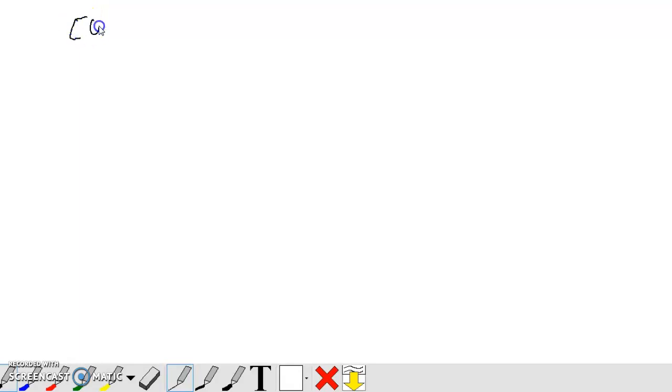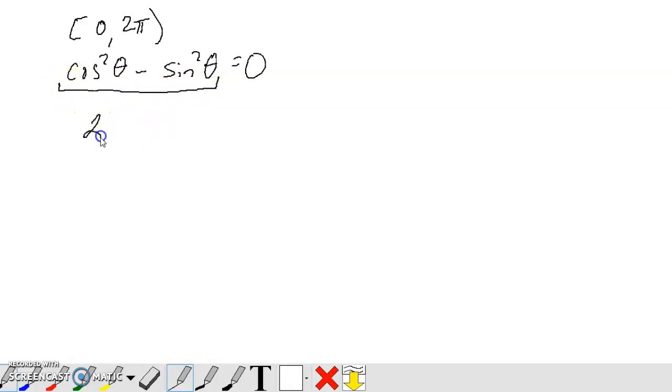We're going to find all your solutions from 0 to, actually, no, we haven't done radians in a while. Let's do radians, so 0 to 2 pi. Cosine squared of theta minus sine squared of theta is equal to 0. Maybe you see this as a double angle. There are other ways that we can solve it. Right now, let's focus on getting rid of our trig. So I'm going to replace all of this with this guy.